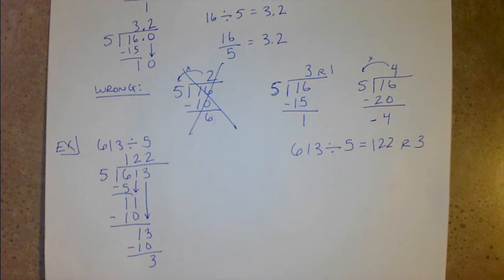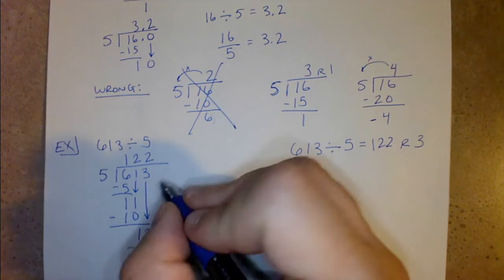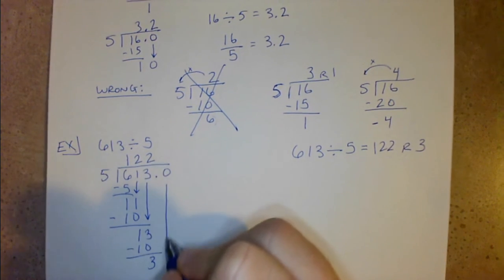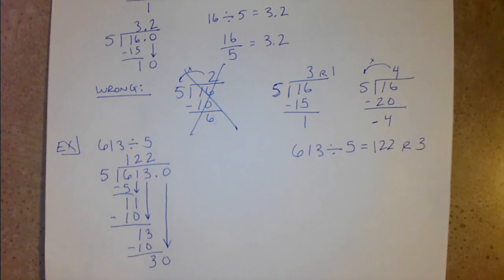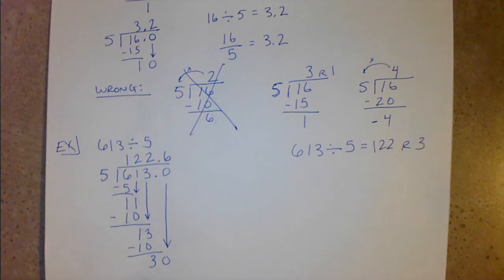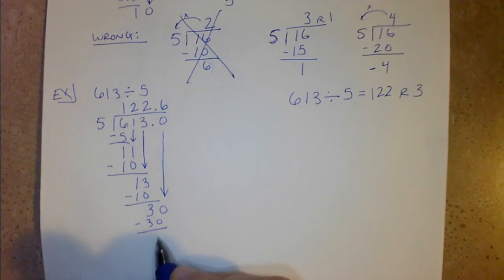There we go. Now we can also write this as a decimal if we wanted to, because after this 613 there's a 0.0. So instead of writing it as a remainder, I could bring down this 0. How many times does 5 go into 30? 5 actually goes into 30 6 times evenly. 6 times 5 is 30. Subtract these two values and I get 0.